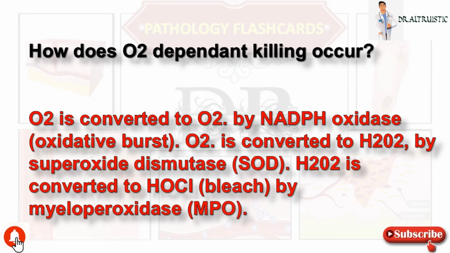How does O2-dependent killing occur? O2 is converted to superoxide by NADPH oxidase, the oxidative burst. Superoxide is converted to H2O2 by superoxide dismutase, SOD. H2O2 is converted to HOCl, bleach, by myeloperoxidase, MPO.